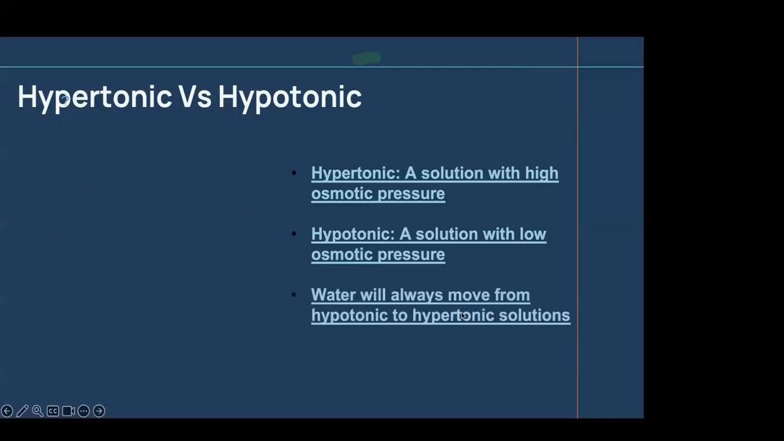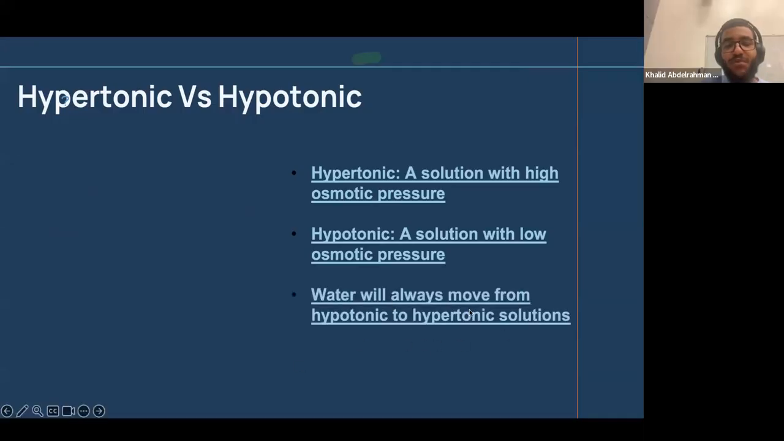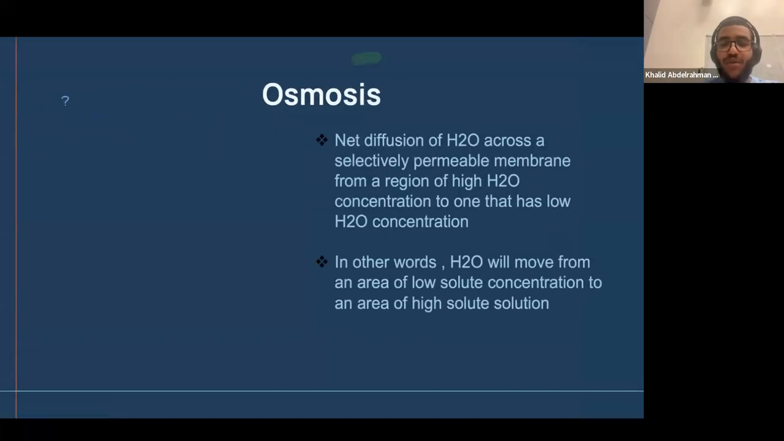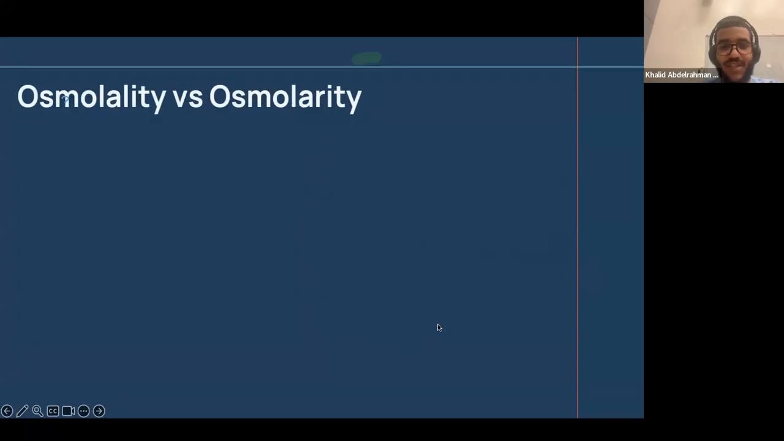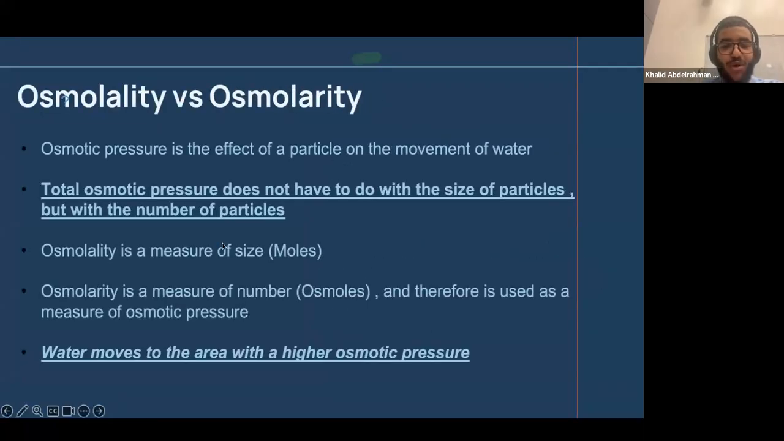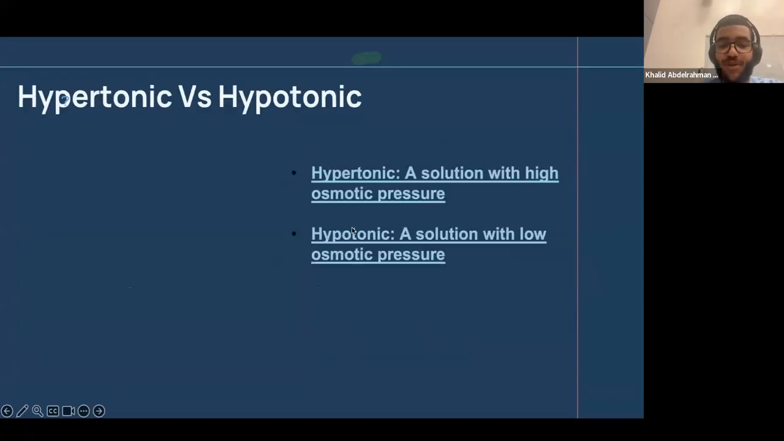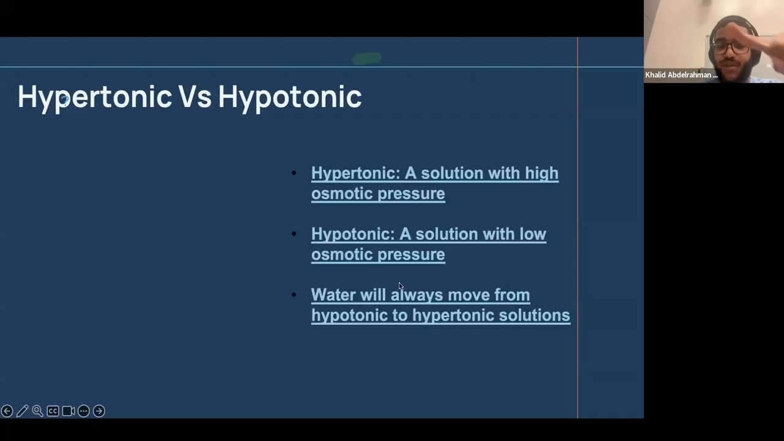Yes. Okay. And then this is very important. Water will always move from hypotonic to hypertonic solution. You see, this concept is repeated again and again, and this tells you that it's very important. First, we said that water moves from high water concentration to low water concentration. Then we said water will move from low solute concentration to high solute concentration, which is basically saying the same thing. Then we said that water moves to the area with higher osmotic pressure. And then again, we said that water moves from hypotonic to hypertonic. So it's very important to understand this concept.